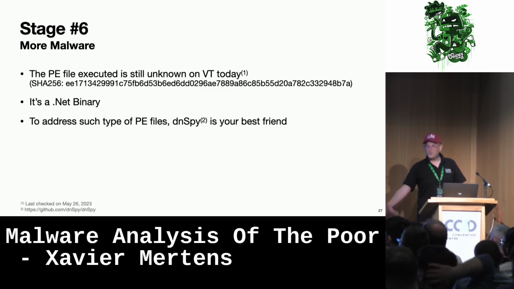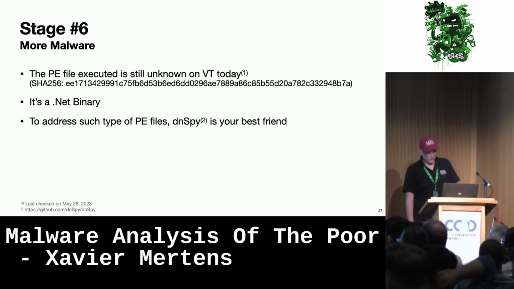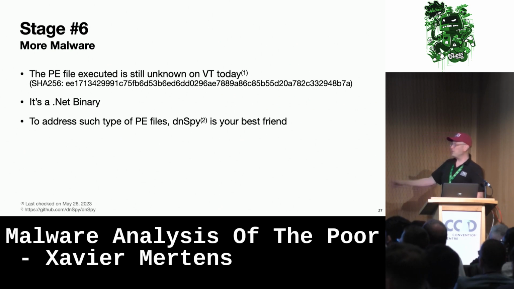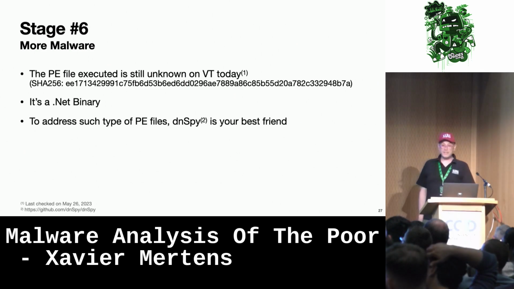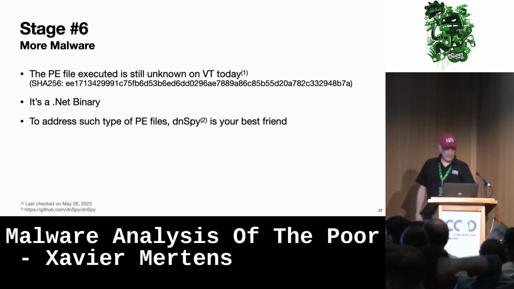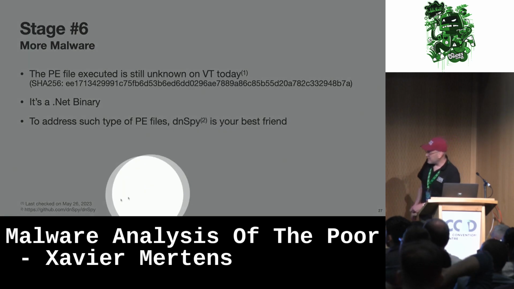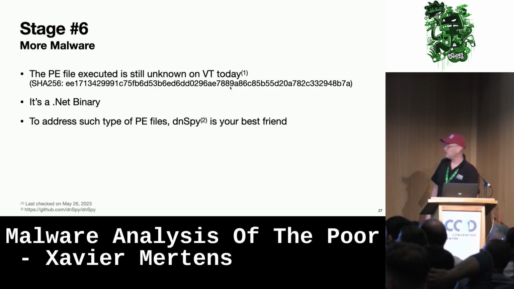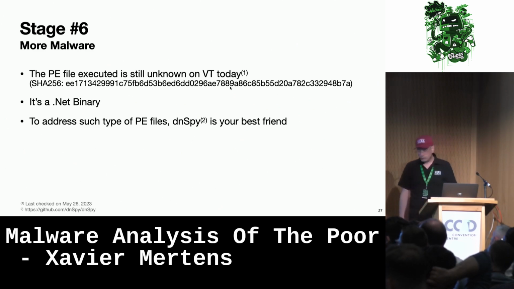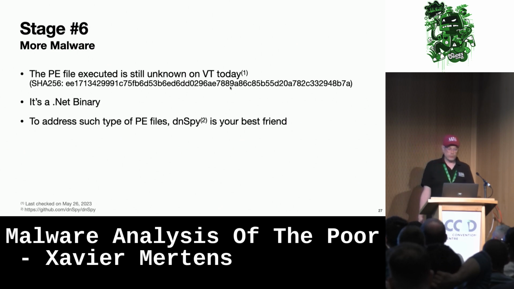You can fire up your debugger, you can fire up your disassembler if you want, but I will not go so deep because my goal was to show you how to access interesting information. Just to give you an idea, the PE file is still unknown on VT. I checked yesterday. I searched for this SHA-256 on VT. It's unknown. But the file is not very malicious. It's not a very, very nasty malware.